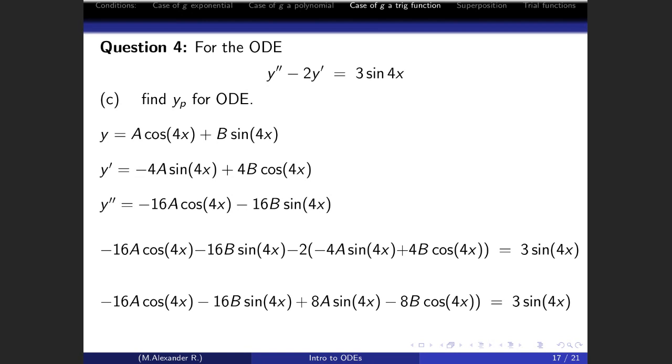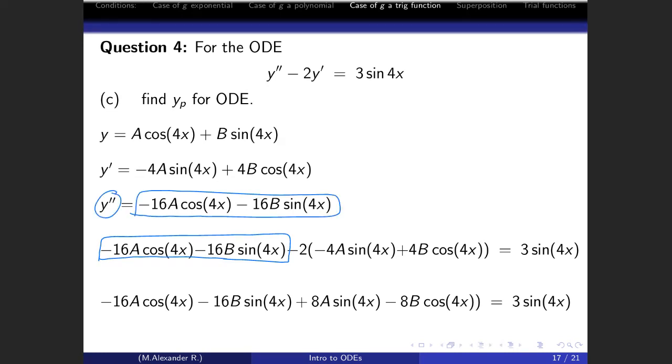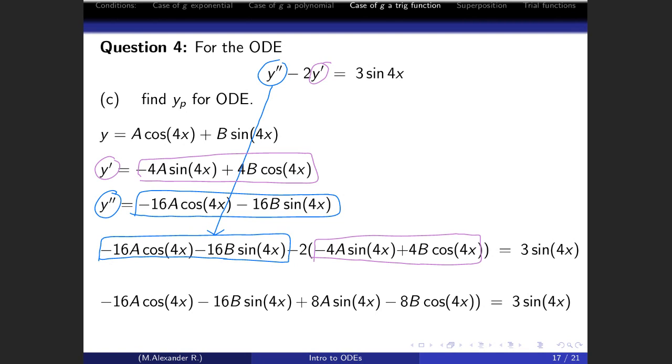Let me just highlight where the things are coming from. First of all, this blue box is your second derivative, and your second derivative is here in the equation, so that's why I plug it in there. The other piece of information we need is the first derivative, which is this guy, and that's what I have here. That's all I use on my left side. And then I just copy and paste my g function.